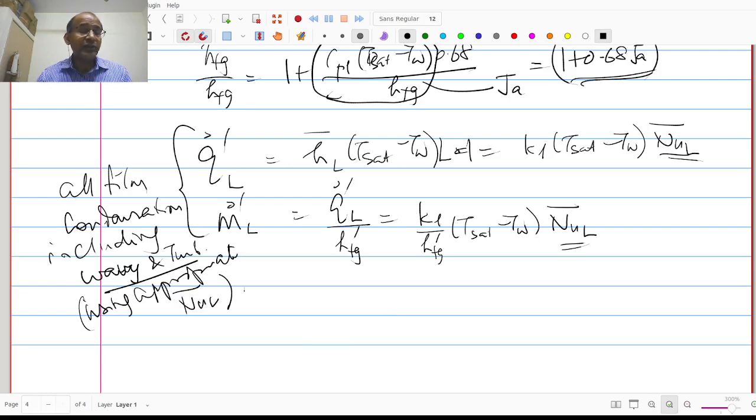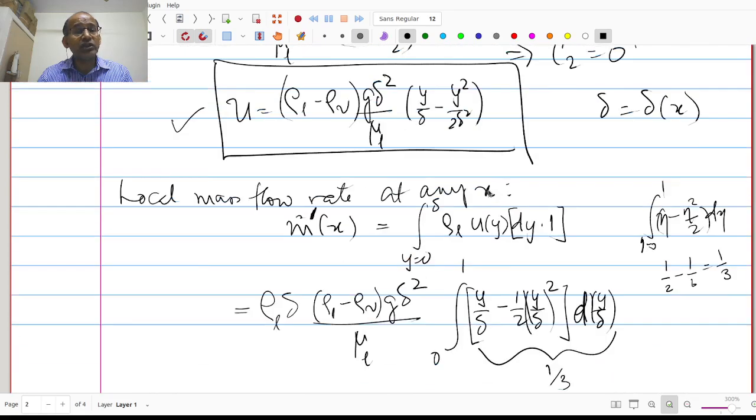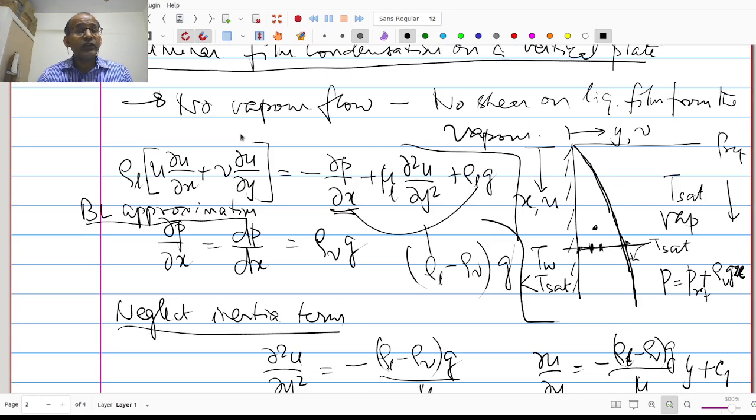One assumption that we made, of course, was the Nusselt assumption, which is the straight line temperature profile, which we have already removed. But the other assumptions were made in the beginning of the last class. So let's go back to those assumptions. We assumed that there is no vapor flow, and therefore there is no shear on the liquid film from the vapor.